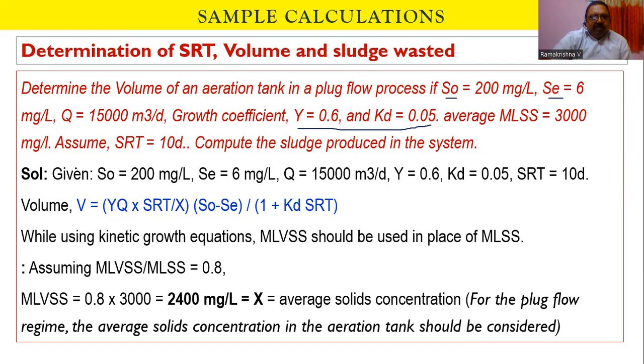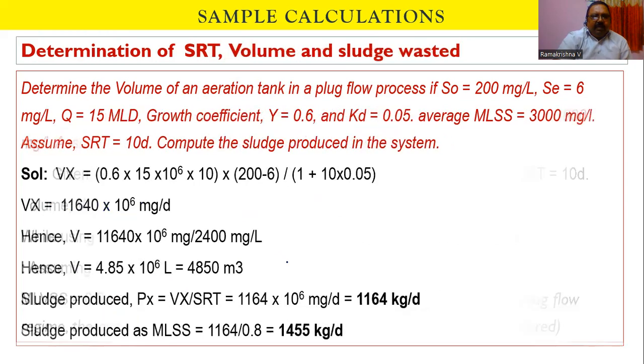While using the kinetic growth equations, another important thing is we should use MLVSS instead of MLSS. MLVSS divided by MLSS is equal to 0.8, that is, MLVSS is 80% of MLSS. So MLSS is 3000 and you multiply with 0.8, you get 2400 milligram per liter as the average MLVSS concentration in the aeration tank. Now let us start doing the calculations.